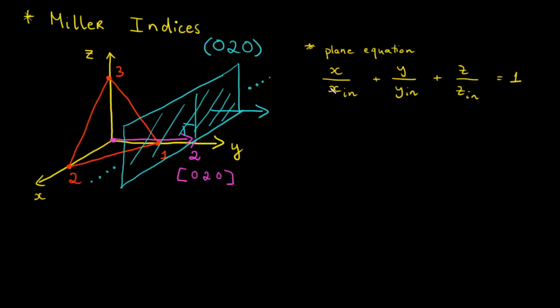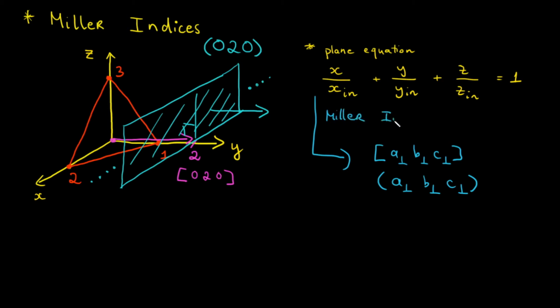So from this plane equation, you can express it in a more concise and simpler form, which is the directional vector that's perpendicular to this plane. So let's say A perpendicular, B perpendicular, and C perpendicular. And you can also get the plane that is constructed based on this directional vector. So the plane is going to be (A perpendicular, B perpendicular, C perpendicular). Thus, the process that transforms the plane equation into this new notation is called the Miller indices. And the Miller indices give you the direction and the plane.